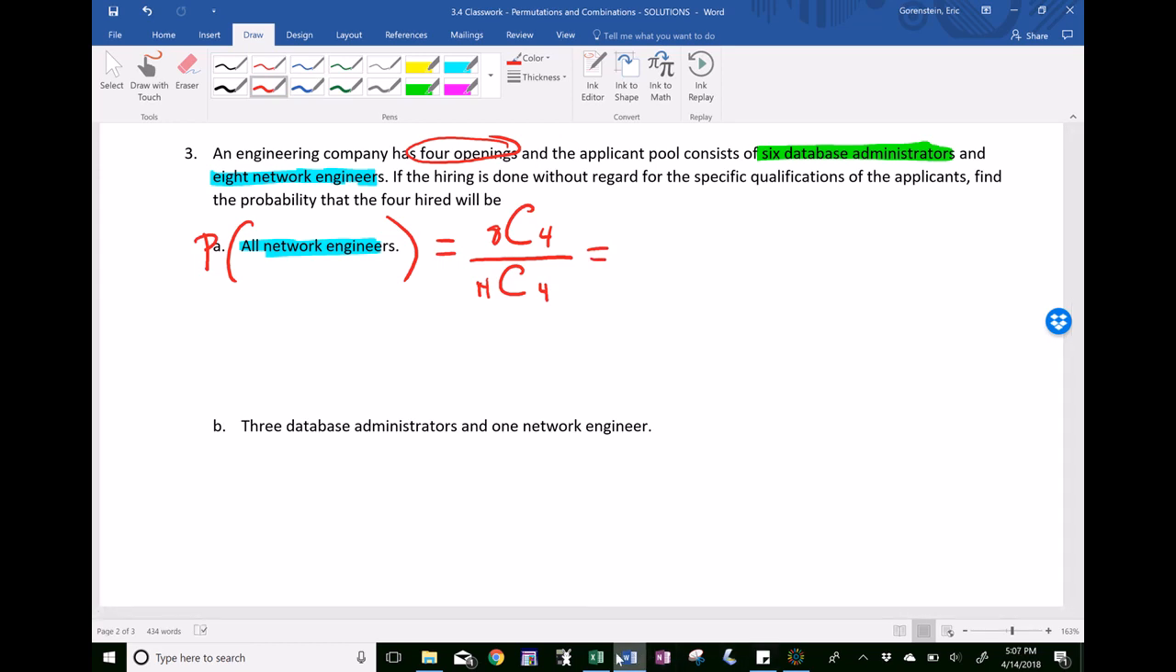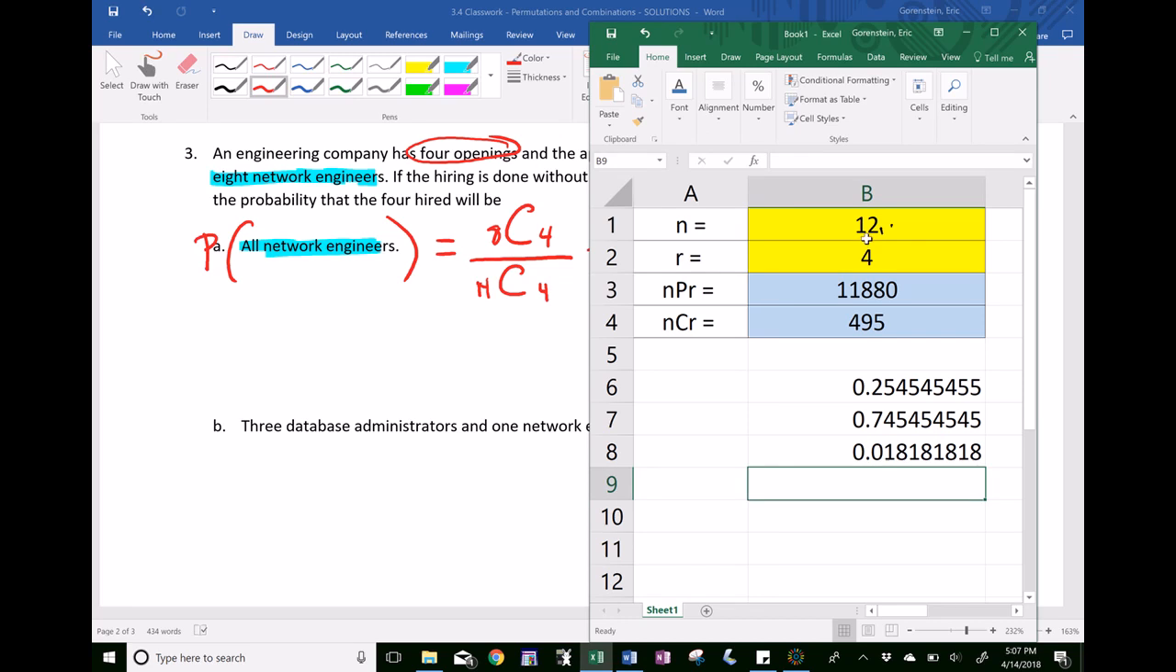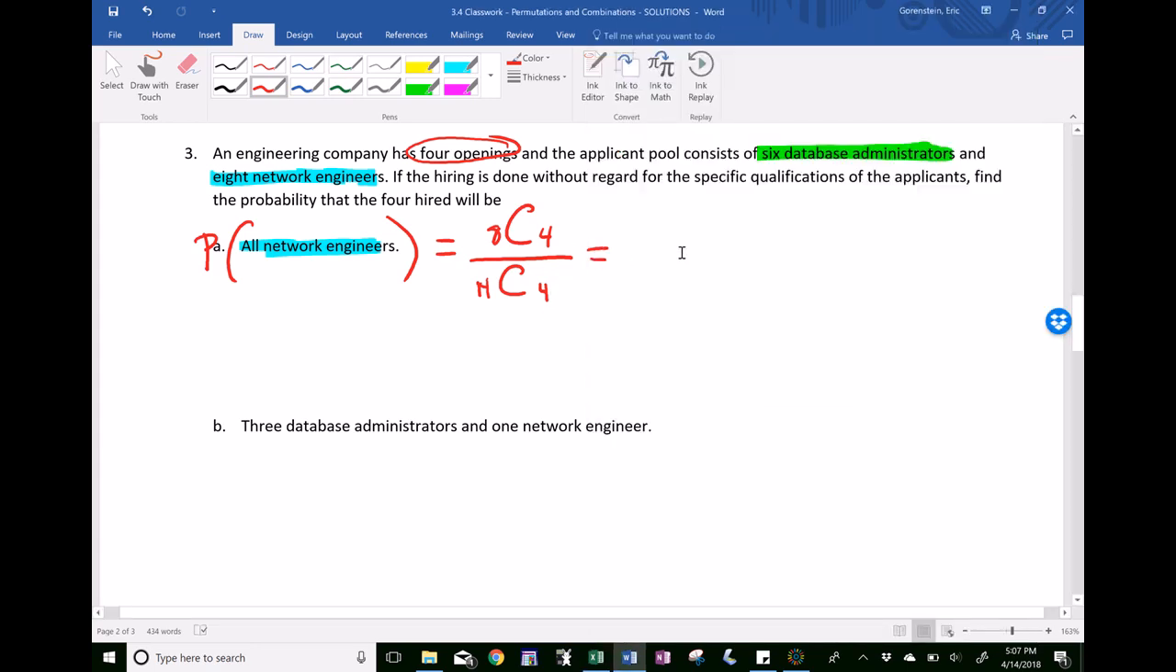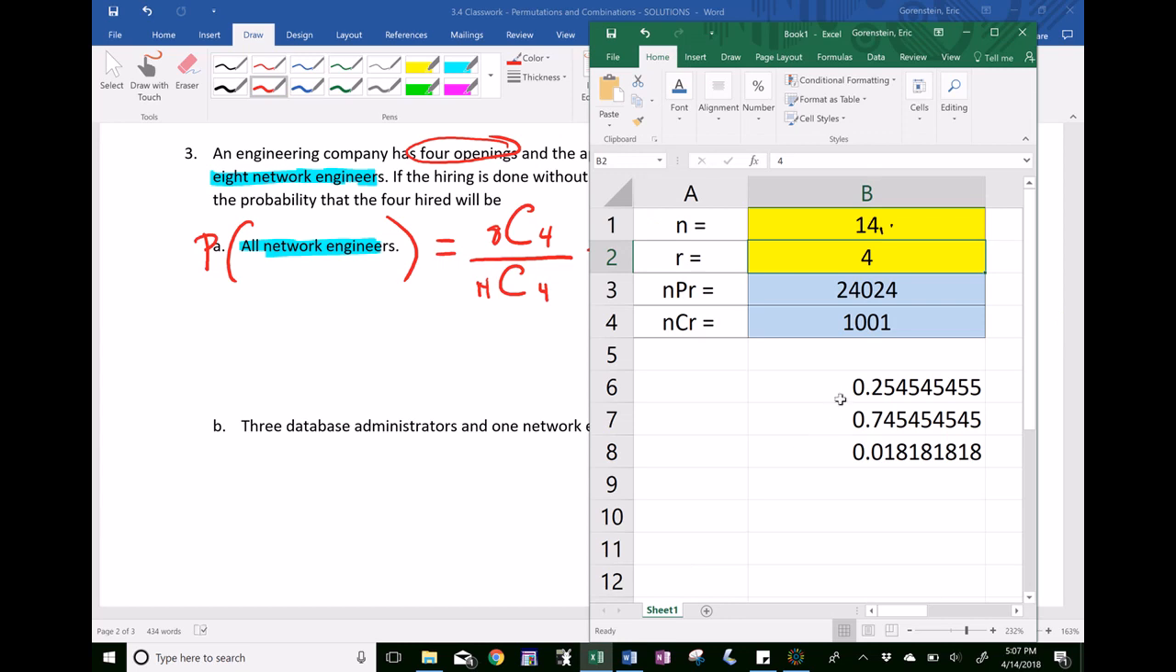Okay, so let me pop over to Excel. 8 combination 4 is 70, and 14 combination 4 is 1001. So we're at 70 divided by 1001, and again, I'll do the calculations on Excel. We're done with that.